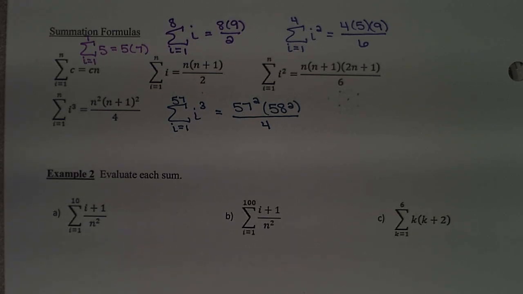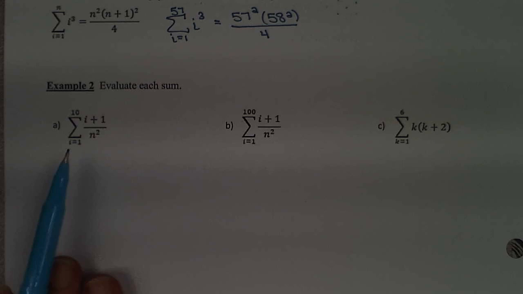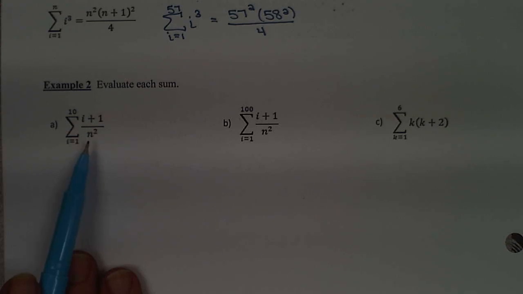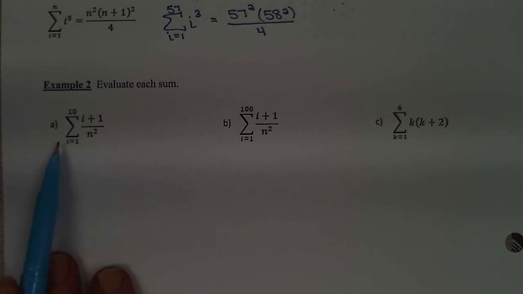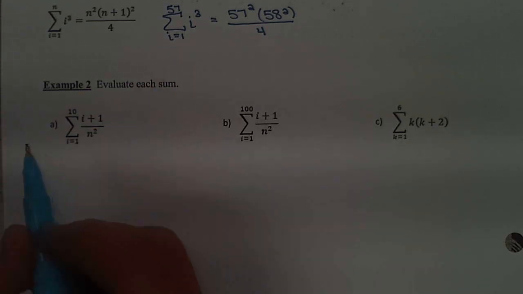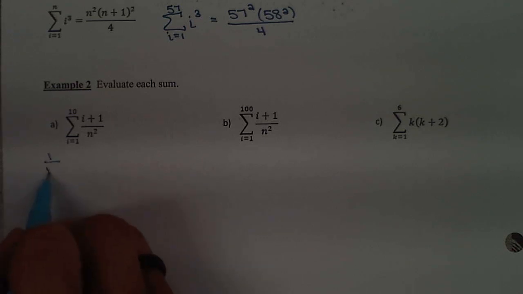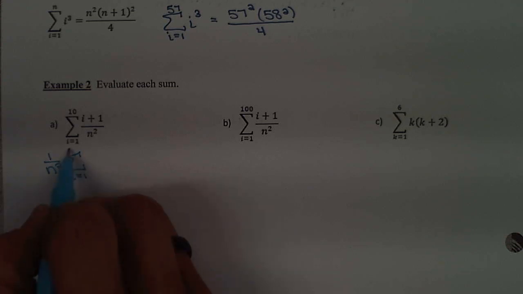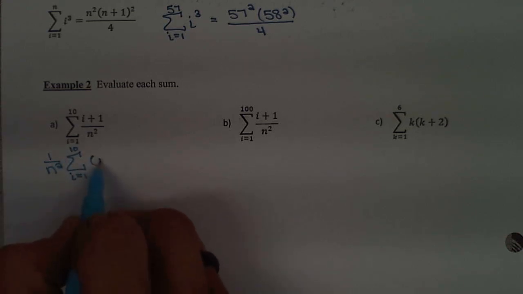All right, so the first one here is the summation from i equals 1 to 10 of (i plus 1) over n squared. Now, when you do these, first thing, you can take out any n's and pull them outside, because it's not the n's that are going to be changing each time, it's the i that changes each time. So I could think of this as 1 over n squared times the summation of i equals 1 to 10 of i plus 1.